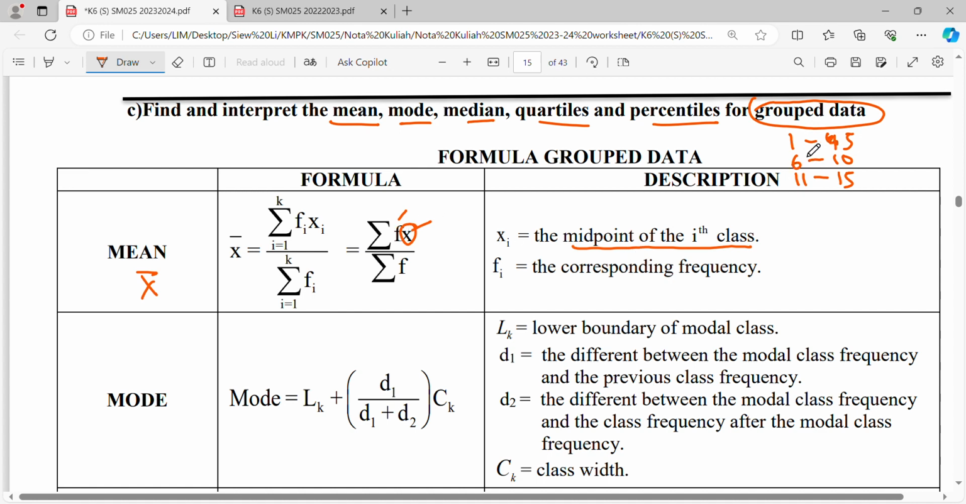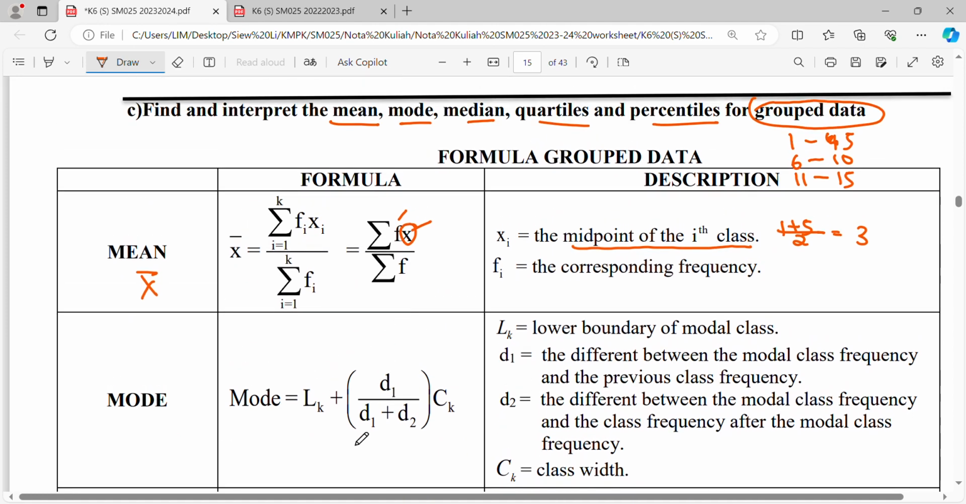So how to get your midpoint? Lower limit plus upper limit, divided by 2. So the midpoint here will be 3 for this class, and so on and so forth. Mean: sum of fx over sum of f.